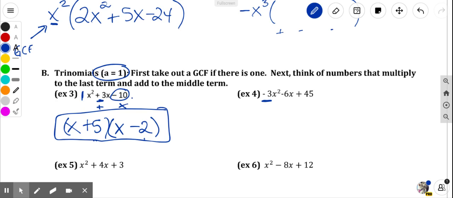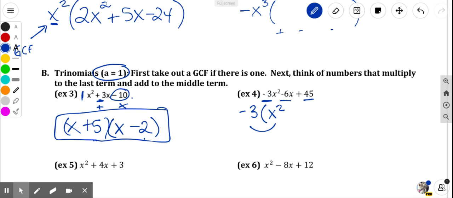So you want to look at each term. Notice that each of these 3 terms is divisible by 3. They don't have any x's in common, though, just a 3. But notice that the first term is negative. So I'm going to take out a negative 3. What happens when I take a negative 3 out of negative 3x squared is I have just a positive x squared left over in the parentheses, because negative 3 times x squared is negative 3x squared.